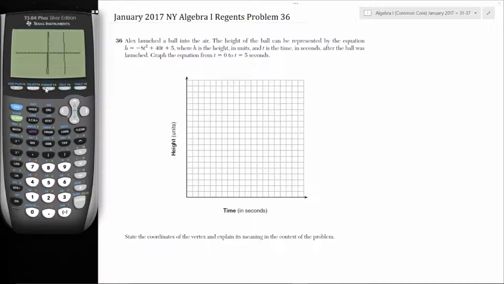Okay, cool. So let's change our window from they want 0 to 5, so how about -1 to 6, so that we see, and then we do zoom fit. Zoom fit is this one. Now we might not be able to see much of what's going on here, but we can go to the table to help us out with the graph. Let's see. So 0, 5, 37, 53, 53, 37, 5. Those are the numbers that we need to graph.